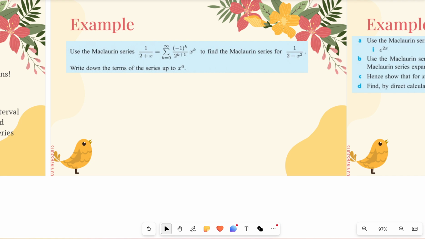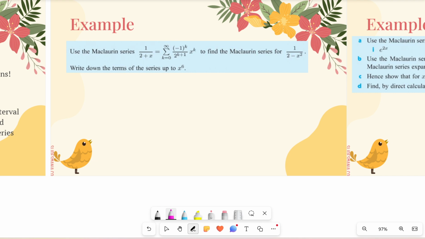So first off, it tells us to use the Maclaurin series that 1 over 2 plus x is given to us in summation form, and we want to use that to find the Maclaurin series for 1 over 2 minus x squared. Now just a reminder, the whole purpose of the Maclaurin series is that it's a polynomial expansion that will allow us to look at complicated functions in polynomial format.